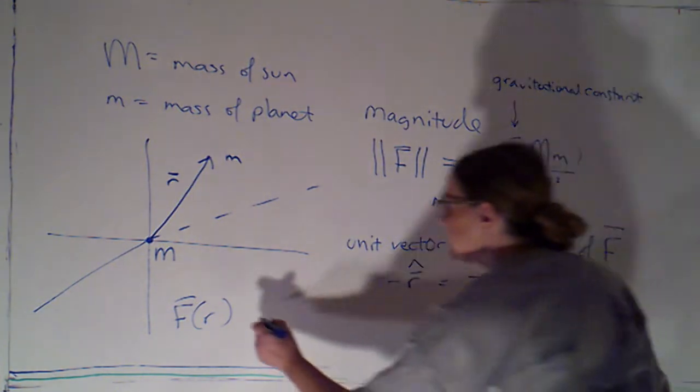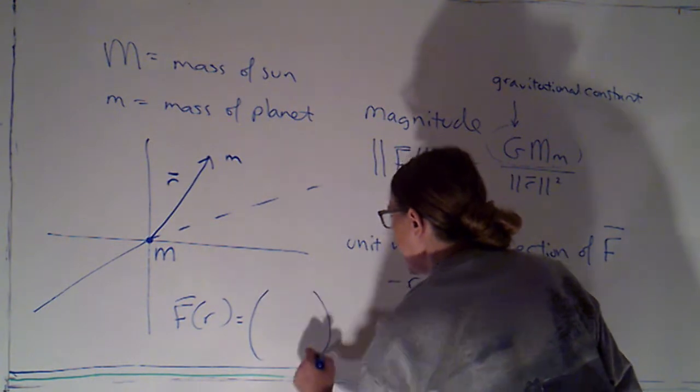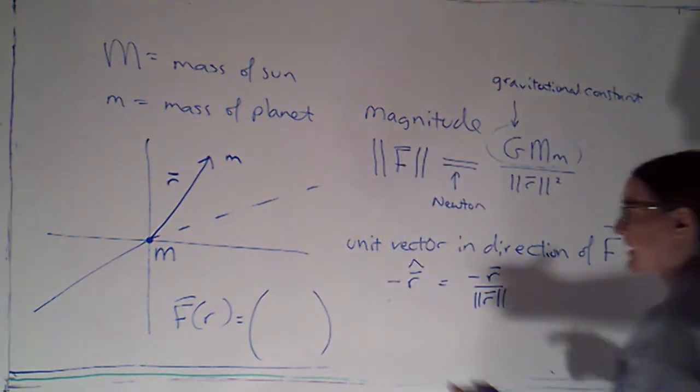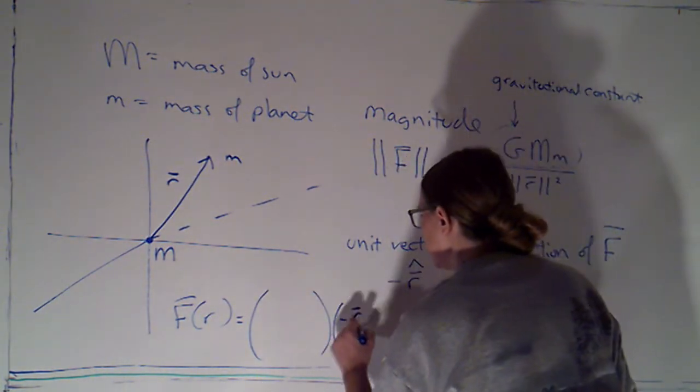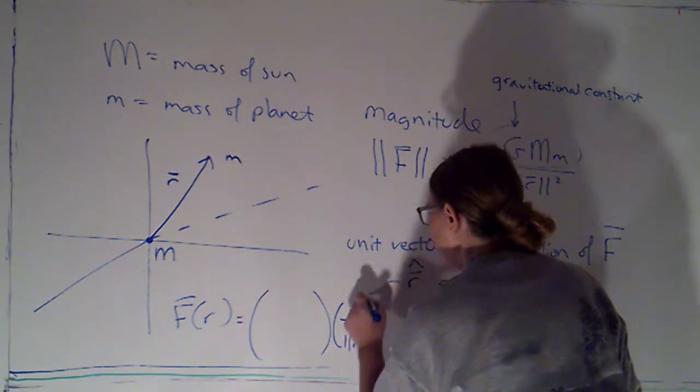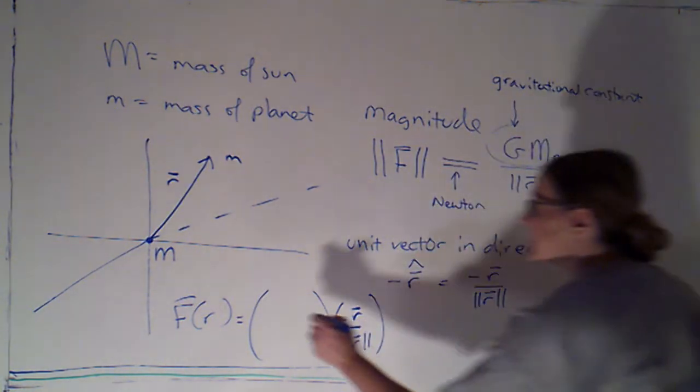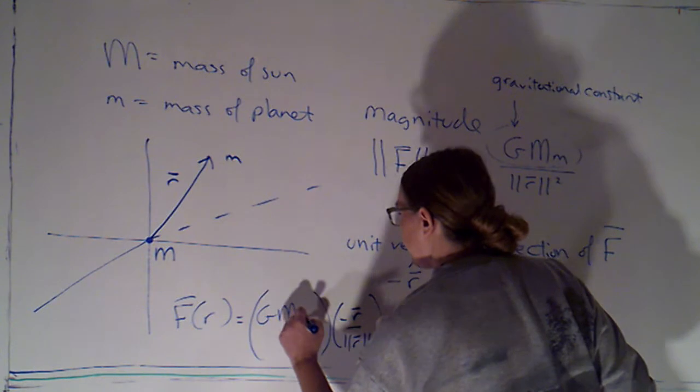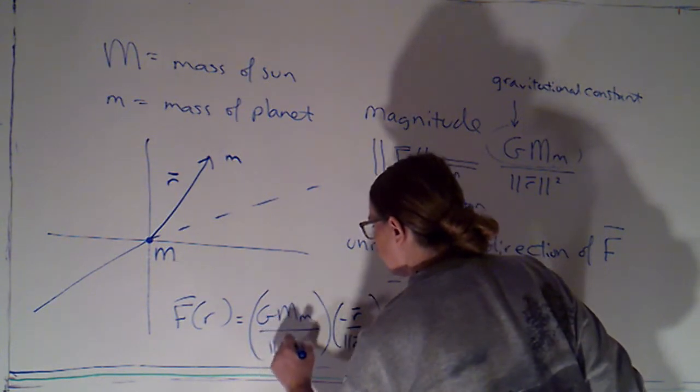So this is what we get. If I put the pieces together then, I'm just going to take the unit vector that points in the right direction, and I'm going to scale it by this magnitude.